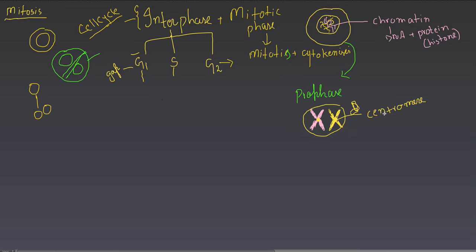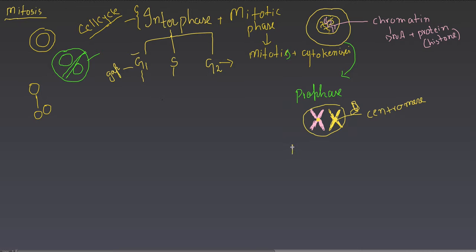So the centromere. Now, as I was saying, we also have these centrosomes out there too. So now what happens is that in the prophase, the chromatin converts into the chromosomes.